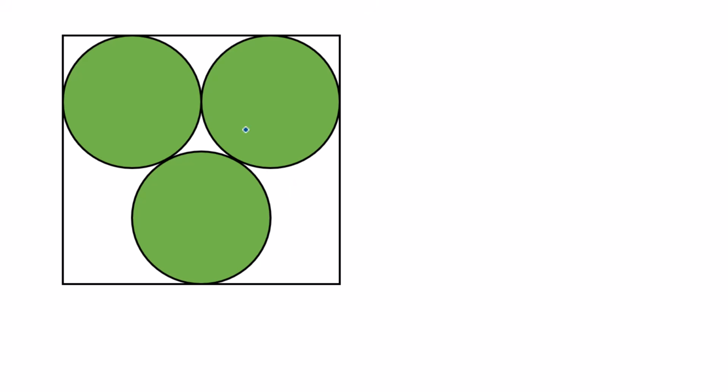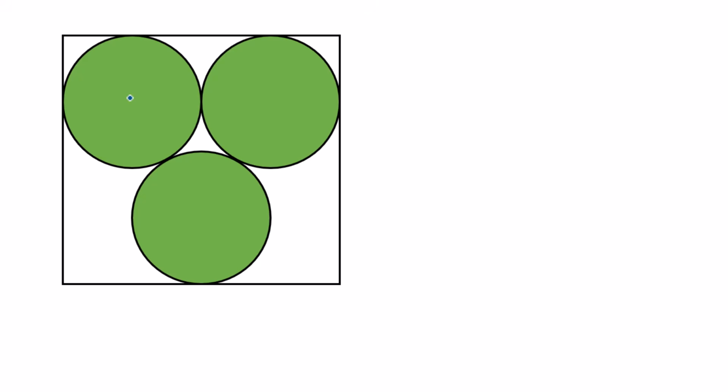We have three circles passing each other inside a rectangle. The radius of each circle is 3 units. We have to find the area of this rectangle.